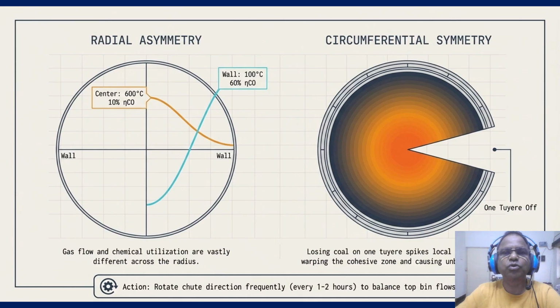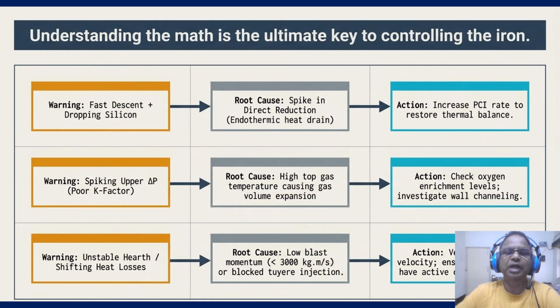Coming to our next slide, which is about a troubleshooting matrix, and it is a very important one. This troubleshooting matrix is for controlling the iron. So finally, we bring it all together, and this is the ultimate key to control the iron. Top row: if you see a fast descent, dropping silicon, the root cause is a spike in direct reduction, and your action is to increase the PCI rate to restore the thermal balance. Middle row: if your upper delta P spikes, your top gas is too hot and expanding, so check your oxygen enrichment and look for wall channeling.